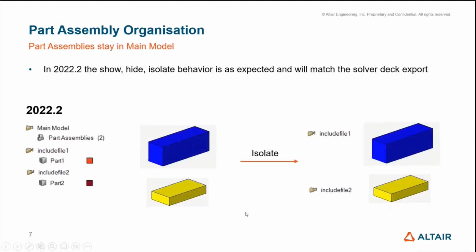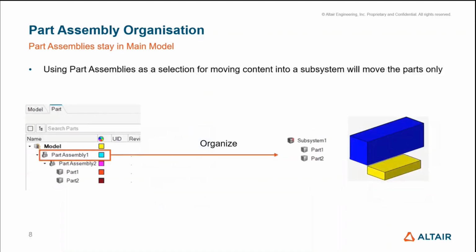So the change that was made was to keep the part assemblies in the main model. Therefore, when you isolate include file 1 or include file 2, what you get exported matches what you get isolated. So the solver deck information now matches the show, hide, isolate behavior.